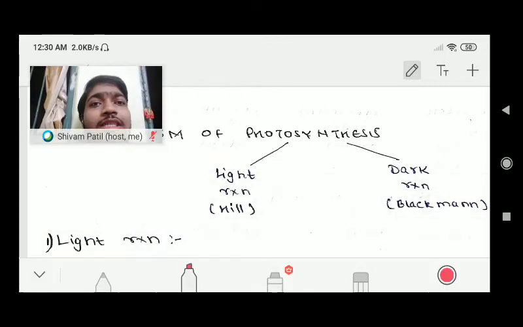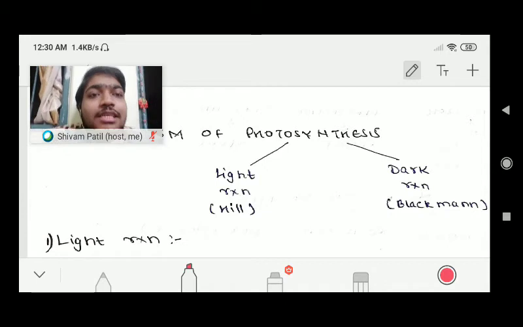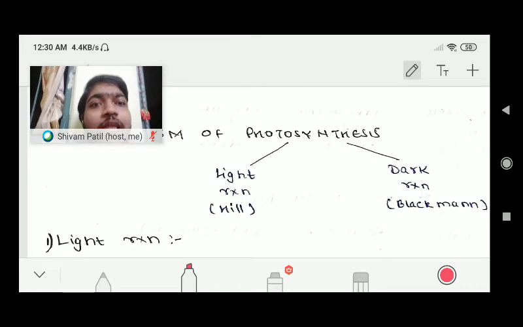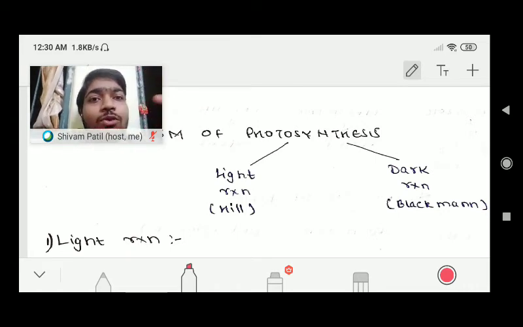So photosynthesis is not a single step process, as you have seen earlier in the previous slide, that there was only one reaction. So that was the reduced form of reaction which was written, that is 6 molecules of CO2 combines with 6 molecules of water to form glucose, and oxygen is released. Now let us see the complete process of photosynthesis.